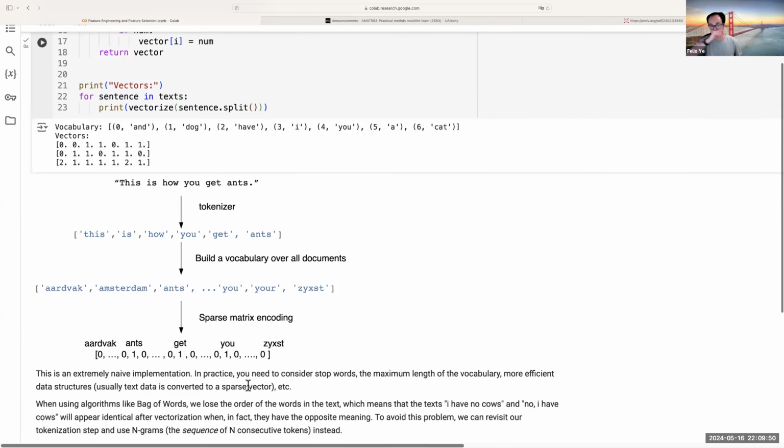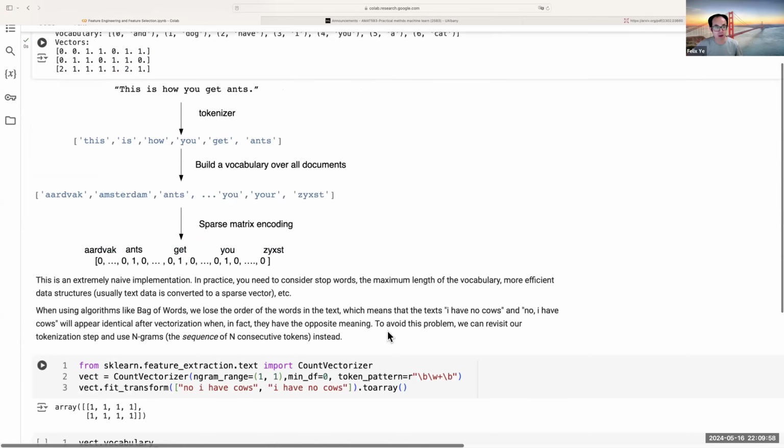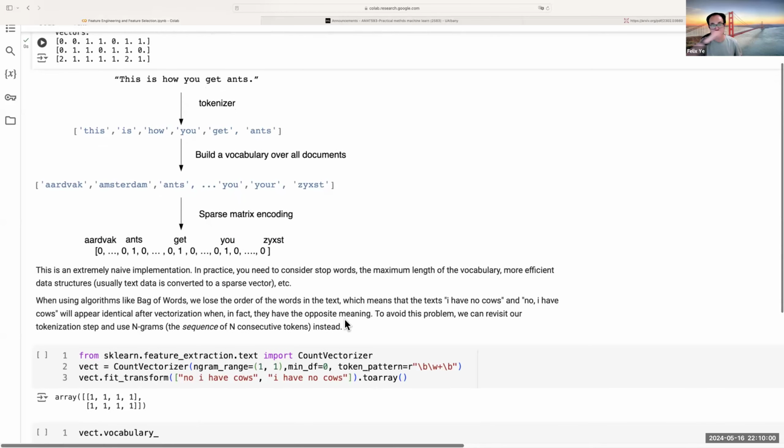And also, in practice, you need to consider stop words and the maximum length of the vocabulary, and then a more efficient way of handling the data structures. That means you are not going to convert this into this gigantic vector. You actually need to convert this into sparse vectors. Taking advantage of sparsity can actually help us go through things quickly.